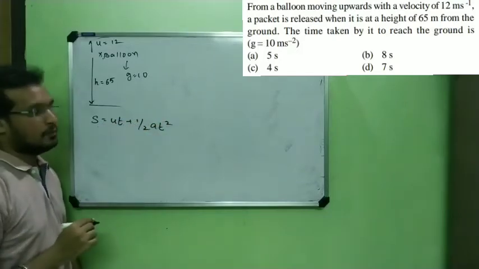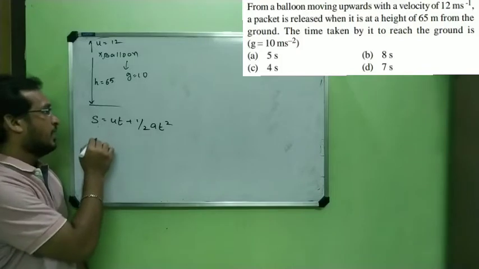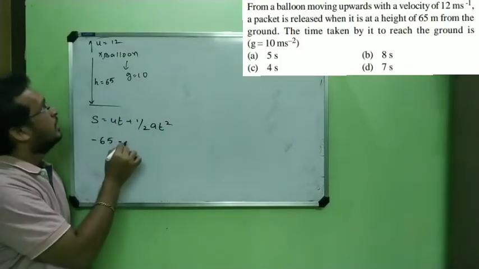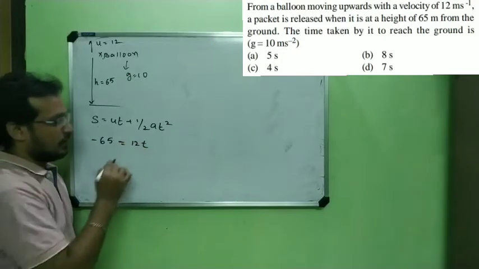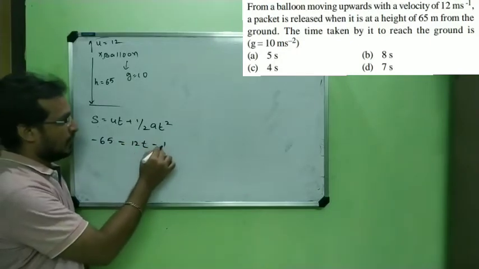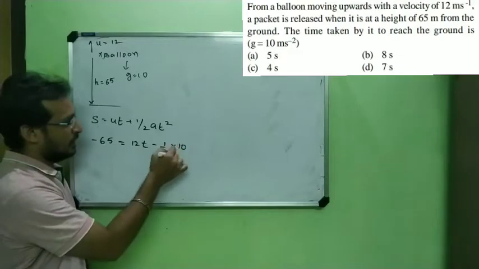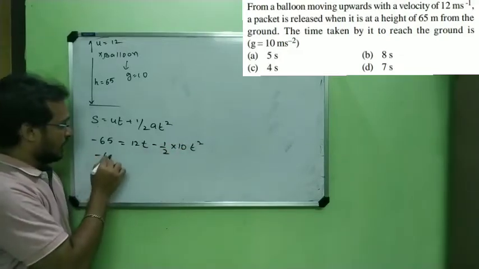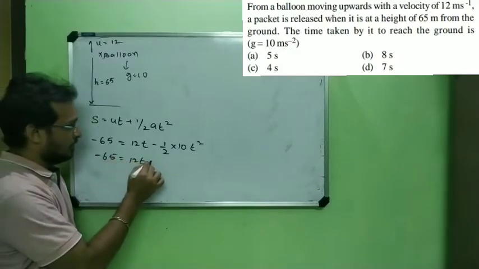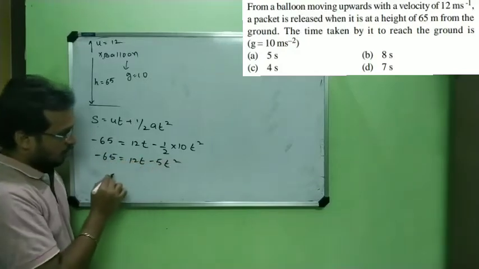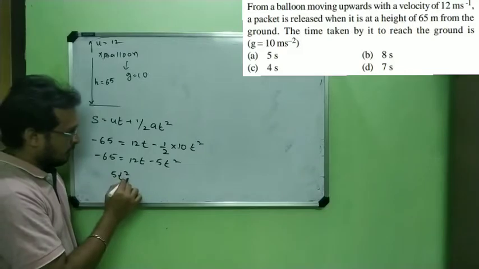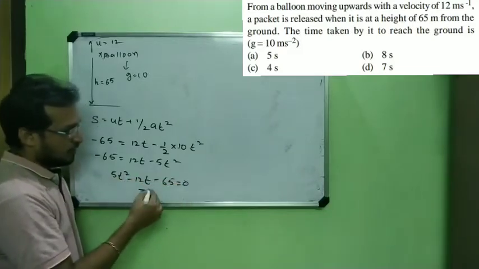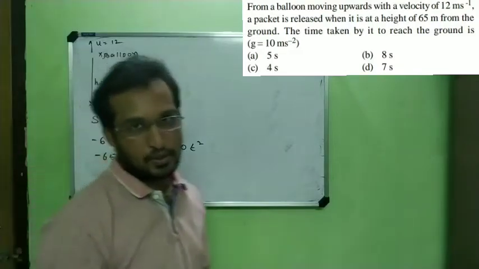S equal to ut plus half at square is the equation. S should be minus 65 because height is measured downwards. Velocity is 12t. Half into g is minus 10, that is why I put minus here, into t square. You will get minus 65 equal to 12t minus 5t square, or 5t square minus 12t minus 65 equal to 0. Solving for the value of t, this is a quadratic equation, you will get the answer.